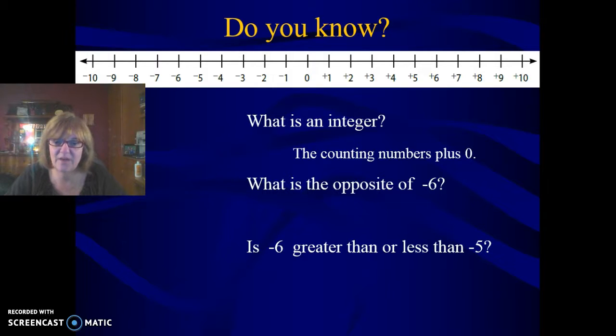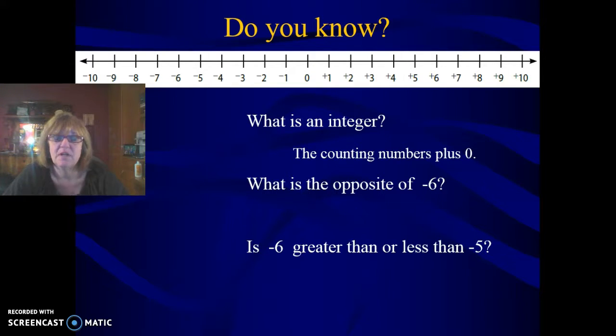Anyway, here's another question, one more. Is -6 greater than or less than -5? Give me a second to think about that one. Okay, so here's what the answer is. If you said -6 is less than -5, you are right. But that sounds really weird, doesn't it? Because 6 is bigger than 5, but not -6. Anything on the number line, the further to the left you go, the smaller you go.